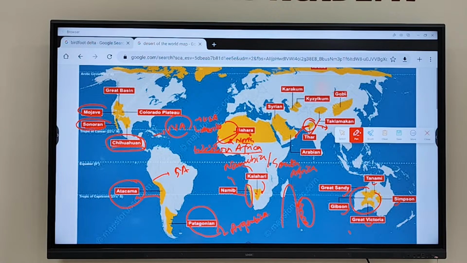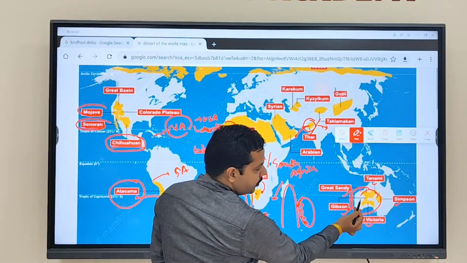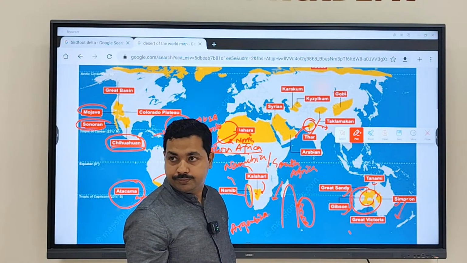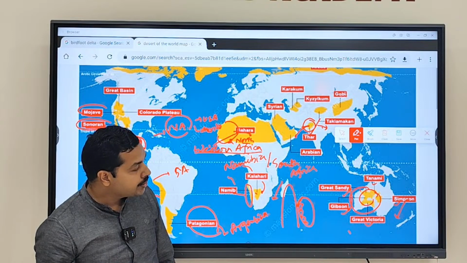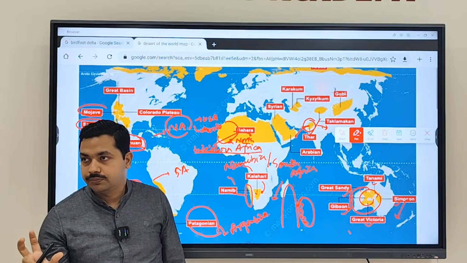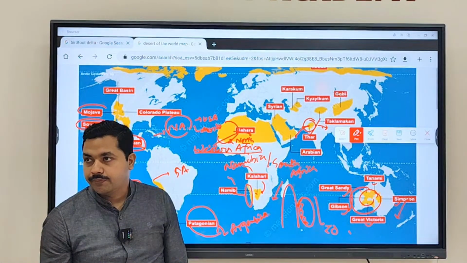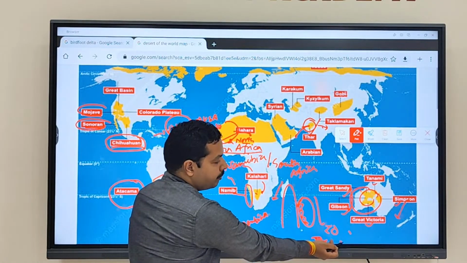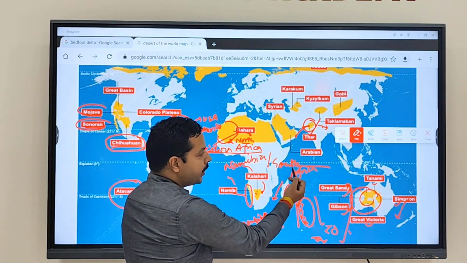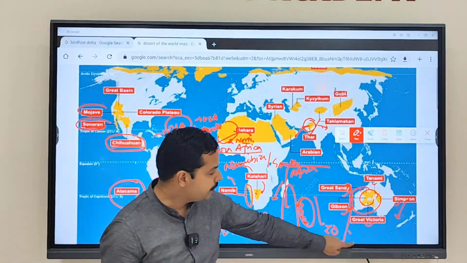Clear? On the eastern side, this is a warm current. This side is a cold current. That's why you're finding desert. Ocean current means water movement. Antarctica is there, the polar region. So as we discussed, if currents come from the poles, what will happen? Colder current. From the equator, if the currents are going, what will happen? Warmer current. The equator receives more sunlight, so when currents move from here, it is going to be warmer. When a current comes from here, it is going to be colder.